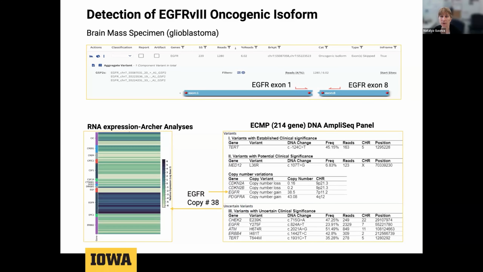I want to share a few examples of simultaneous detection of these oncogenic isoforms with other findings. Here we had a brain mass specimen from glioblastoma, and Archer analysis shows exon 1 going to exon 8, so it skipped exons 2-7. What is interesting, we also looked at the RNA expression tab here. We usually don't analyze expression, but here you can see that EGFR is at a high level. We ran DNA sequencing on this sample, and CNV analysis showed that EGFR has a high copy number. So all of this was in agreement, and we could confirm it.